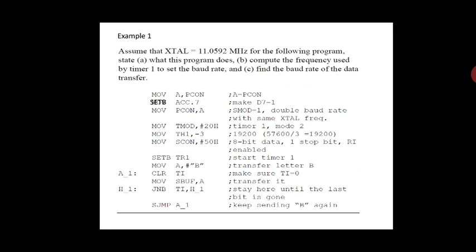Now again the content of the accumulator will be copied into PCON. Because SMOD is set to high, whatever the content value is there, it will be stored into PCON. Means SMOD doubles the baud rate with the same crystal frequency. Now the rest of the program will be similar to what we have gone through in the previous classes.